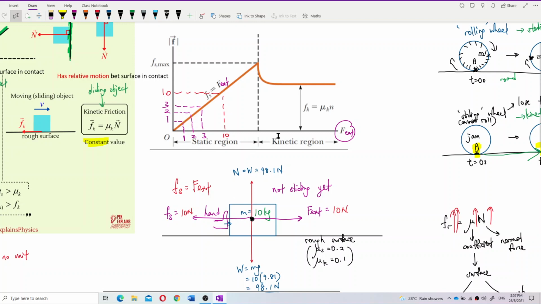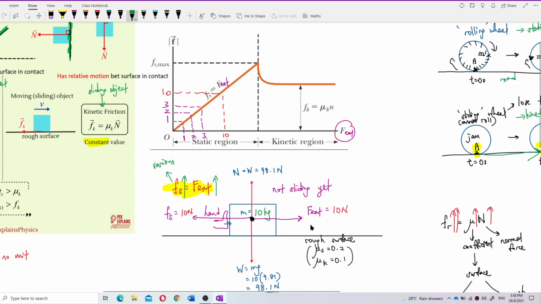This static friction is not a constant value. It has various values. It is equal to the external force. The higher the external force, the higher the static friction to grip the object in place so that the object is not moving yet. But it has a maximum value. This static friction cannot hold the crate back for indefinite time. It cannot hold the object forever.